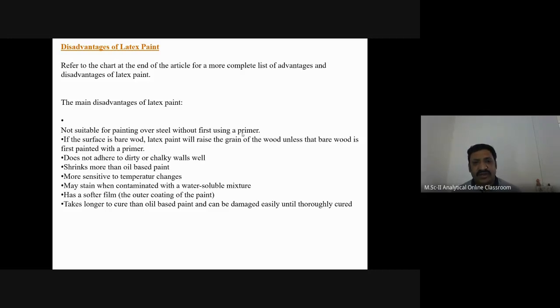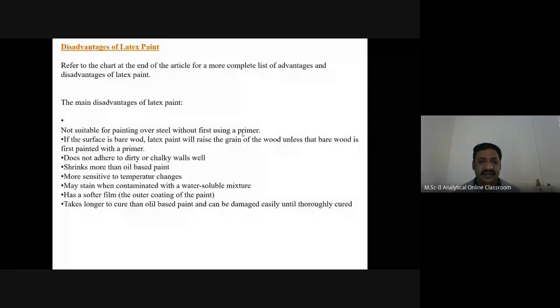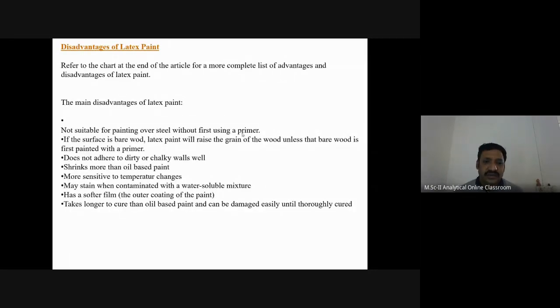It may stain when contaminated with a water soluble mixture. So staining, all of you know, it may stain when it is contaminated with a water soluble mixture. If a different mixture is soluble with water, then what happens? It gets stained. It has a softer film, the outer coating of the paint. Only the outer surface, the outer coating of the paint, becomes a softer film. If a soft film is there, then what happens? It is easily scratched by any application, and that's why it has a softer film.